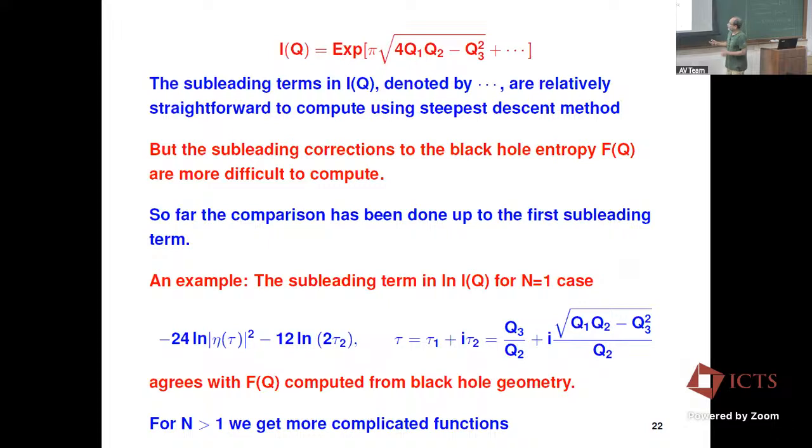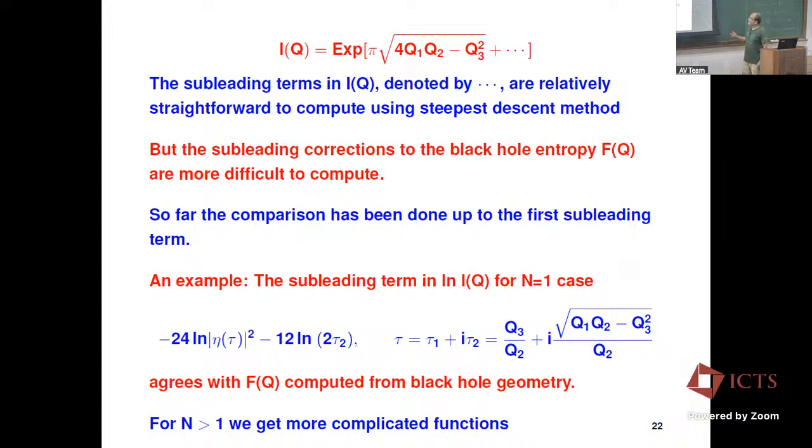Okay, but once you have gotten the answer, once you have done so much work, you shouldn't stop here. So you should go into the subdominant terms. Now these are not exponentially subdominant, these are power subdominant in the entropy. So what about these terms? For I of q, in fact, these terms are relatively straightforward to compute because you have a two-dimensional integral, and you have a saddle point. So you are just evaluating the integral using the steepest descent contour. So you can, in fact, go to any order that you like with little work because you have a saddle point method.